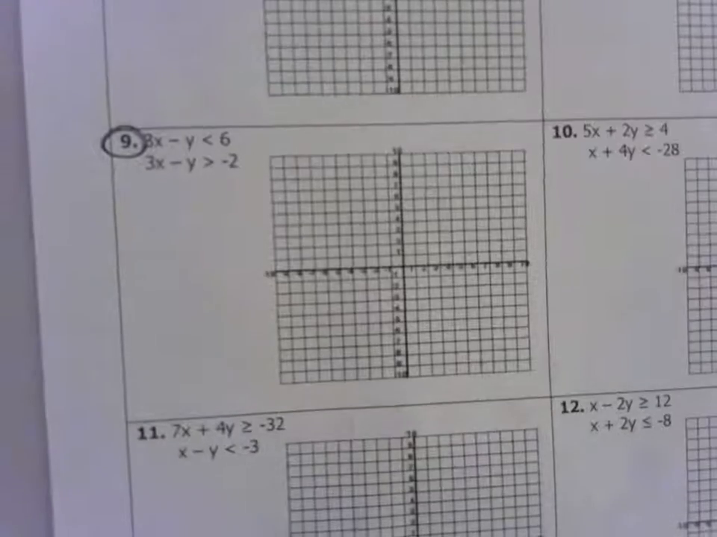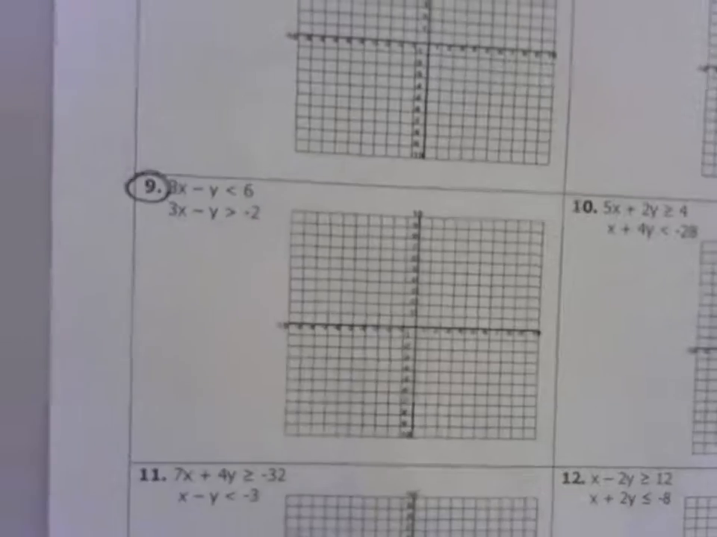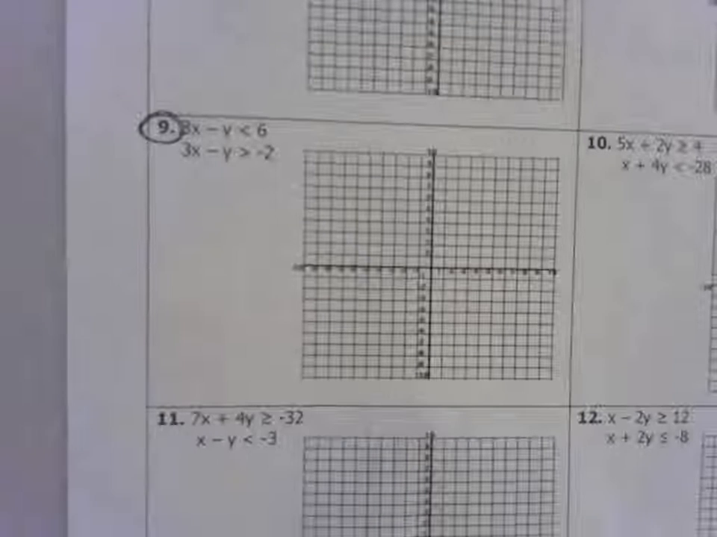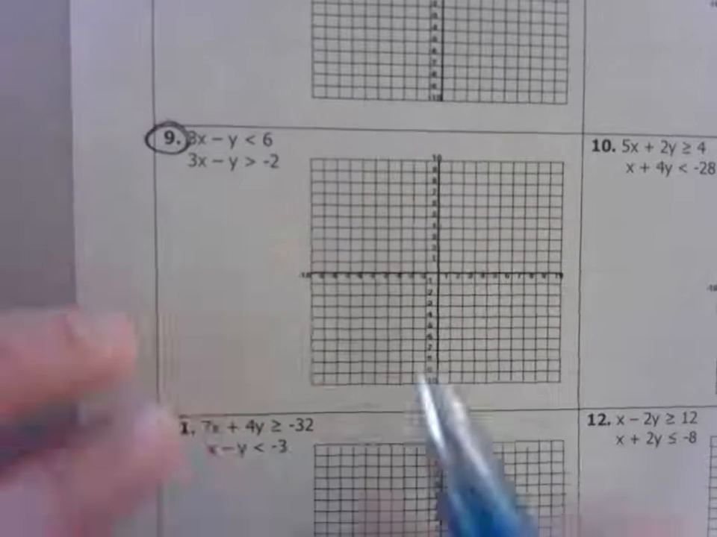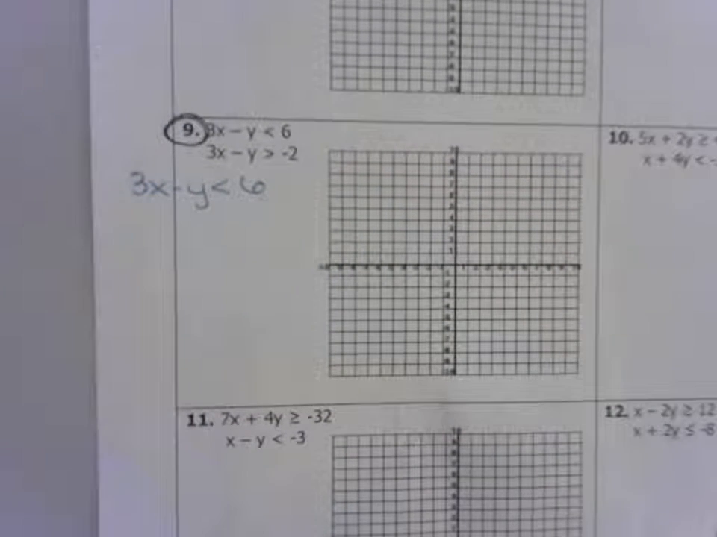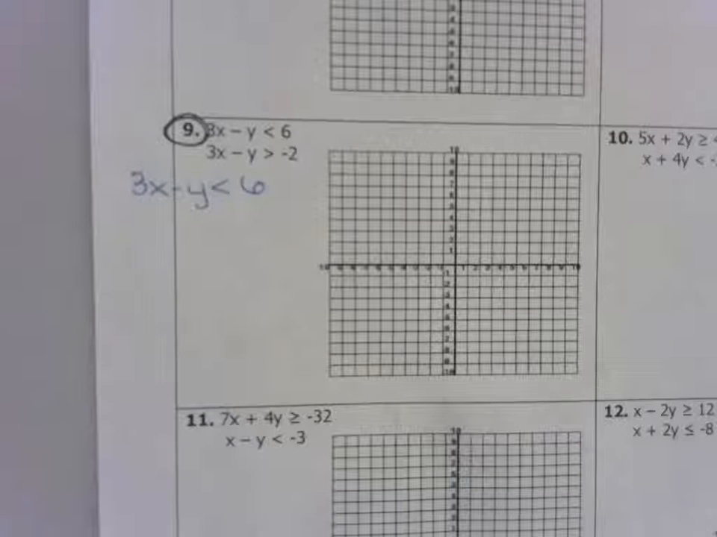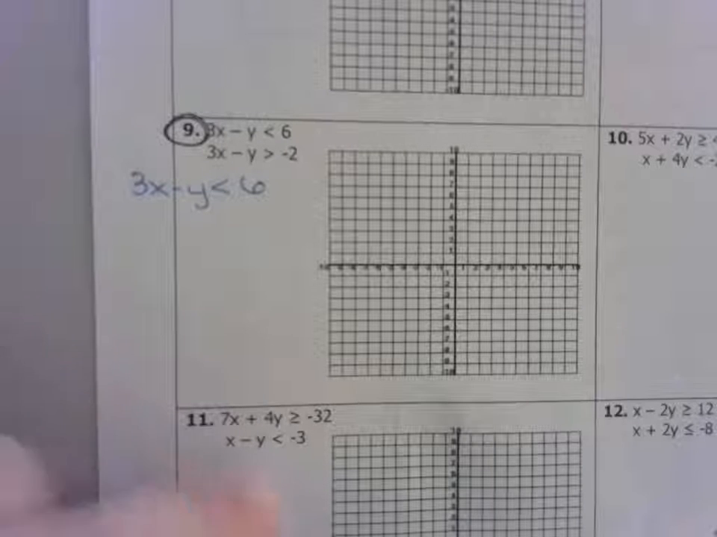Okay, let's look at 9. Let's try and graph this. The top one, 3x minus y is less than 6. You graph each inequality separately, completely separate, and then we look at where the area, the shadings overlap. 3x minus y is less than 6.